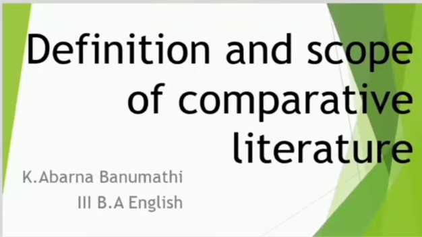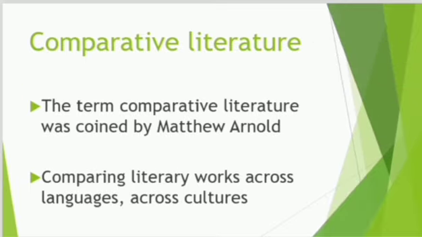Hi friends, my topic is about definition and scope of comparative literature. First of all, what is comparative literature? It is nothing but comparing one literature with another or others. The term comparative literature was coined by Matthew Arnold, who is a Victorian poet and also a literary critic. Matthew Arnold used the term to refer to comparing literary works across languages, across cultures.